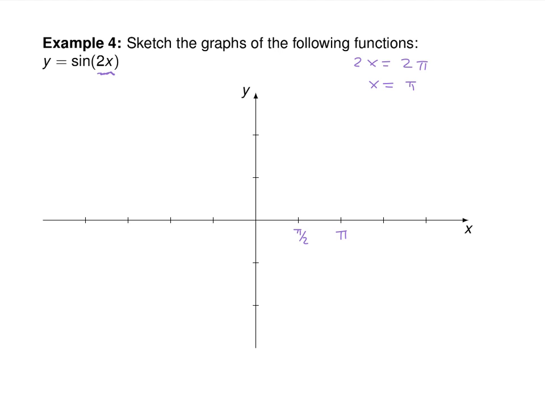So what was sine's general shape? Where did it start? 0. And then it goes up first, right? And so instead of being at pi halves, it's actually going to be at pi quarters now. And then by pi halves, it's at 0. At 3 pi quarters, we're at -1, and at pi, we're at 0.